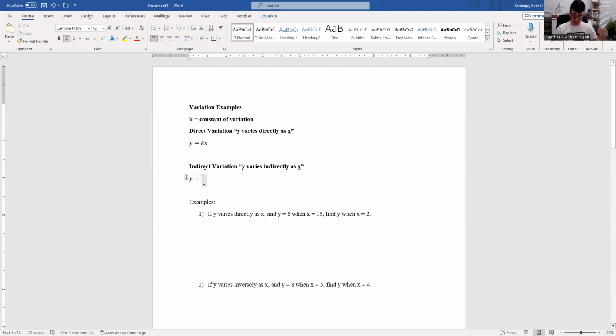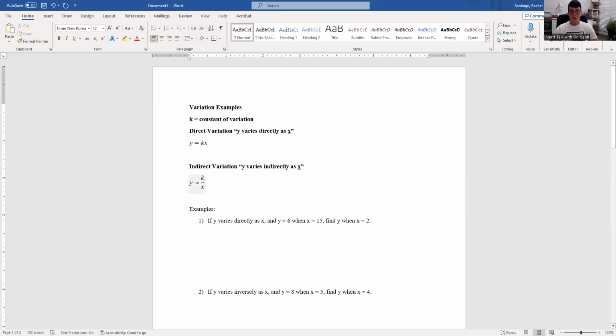But with indirect variation, you actually now have a fraction. Notice that y and x are in opposite locations, numerator and denominator. So what's happening with indirect variation is as x increases, y decreases, or as x decreases, y increases. They have that relationship, but they're opposite relationships. But I want you to notice that even in this case, you still have your constant of variation.